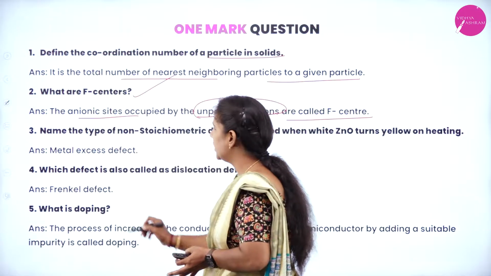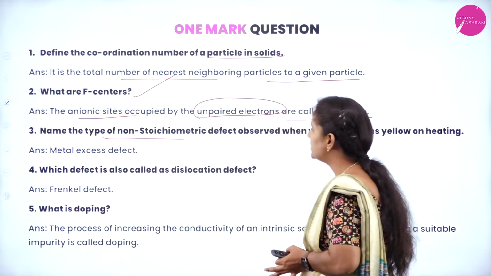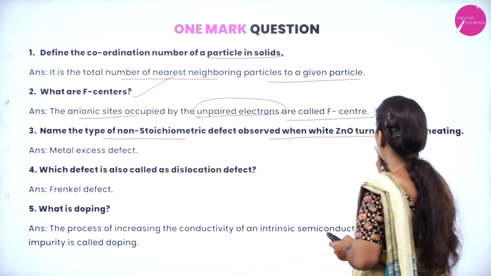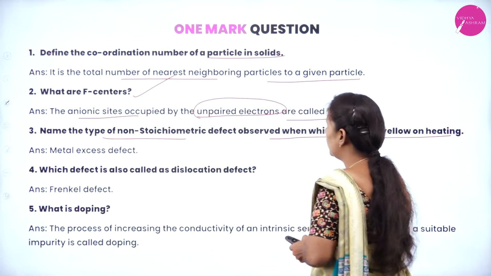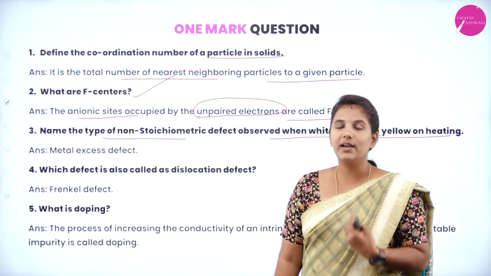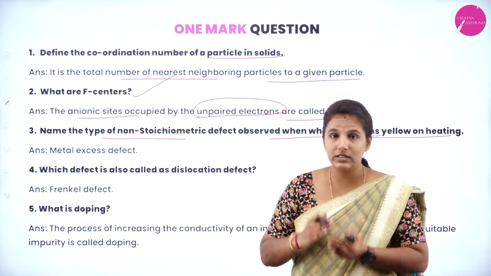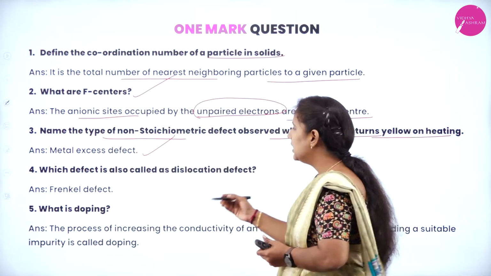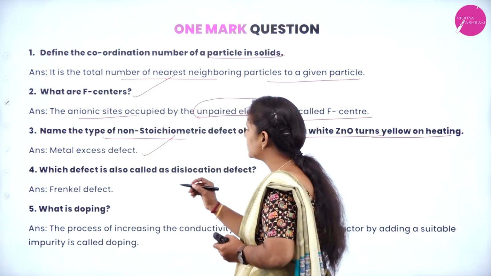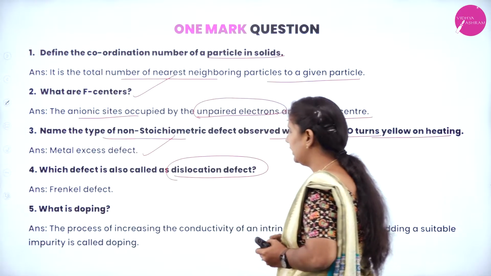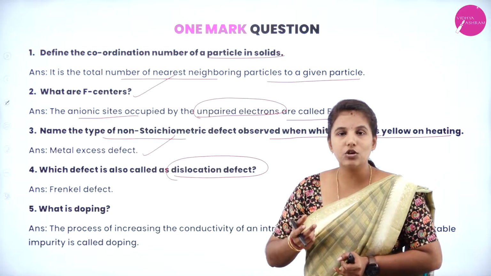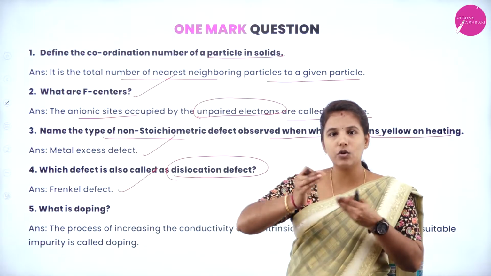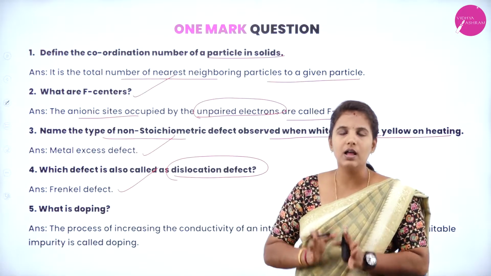Coming to the next question: name the type of non-stoichiometric defect which is observed when white zinc oxide turns yellow upon heating. Here you need to tell the defect name. We already know that it is a metal excess defect. Coming to the next question: which defect is also known as dislocation defect? It is the Frenkel defect, the dislocation of cations and anions from their normal sites.